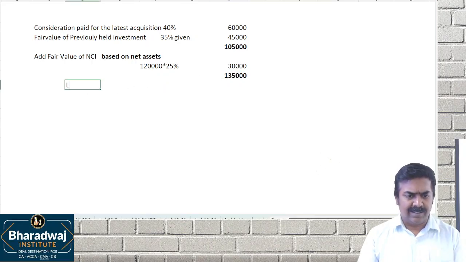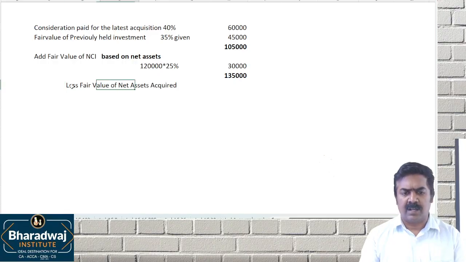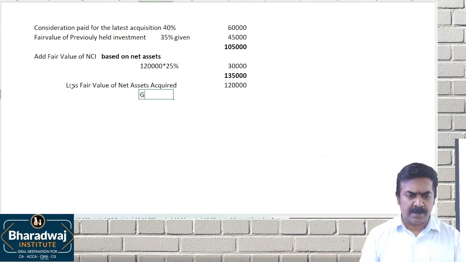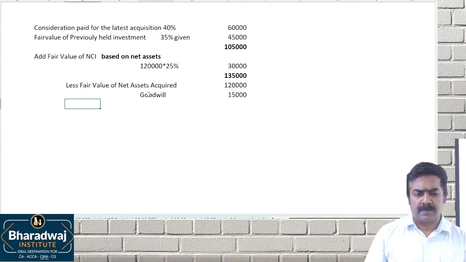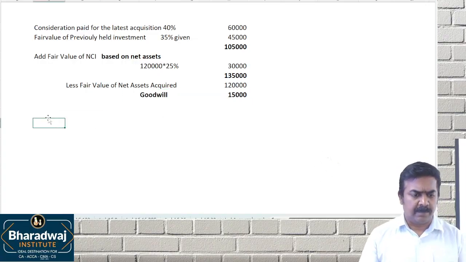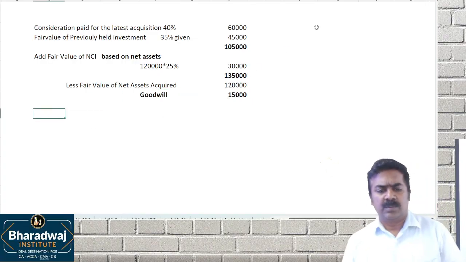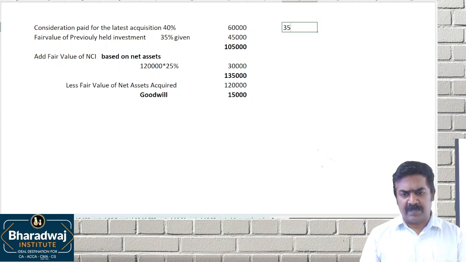1,35,000 less fair value of net assets acquired, how much? 1,20,000. Now goodwill how much? Goodwill how much? 15,000. Okay. Now the 35% investment.